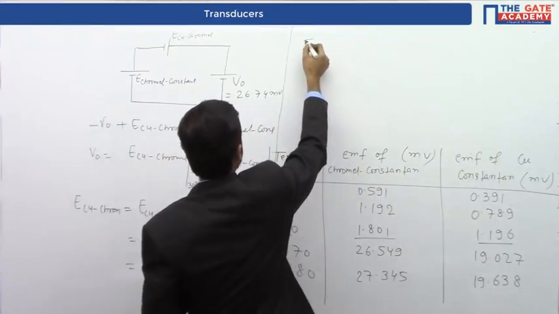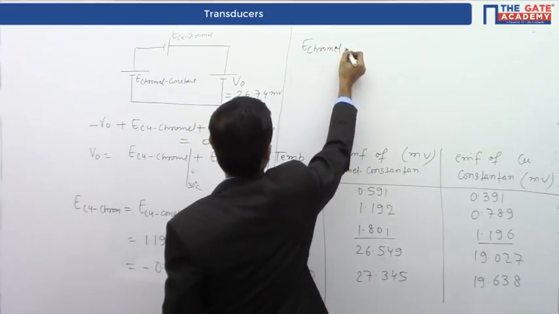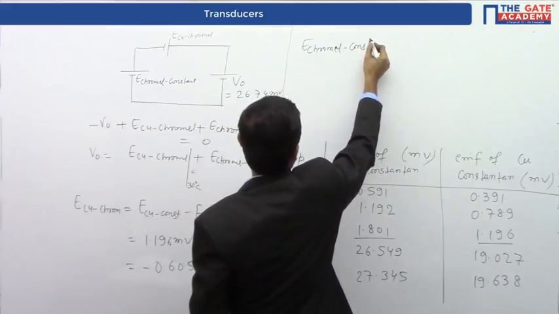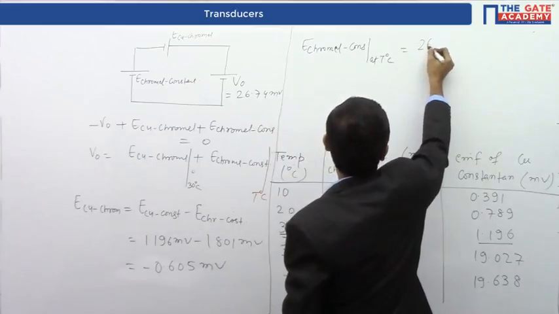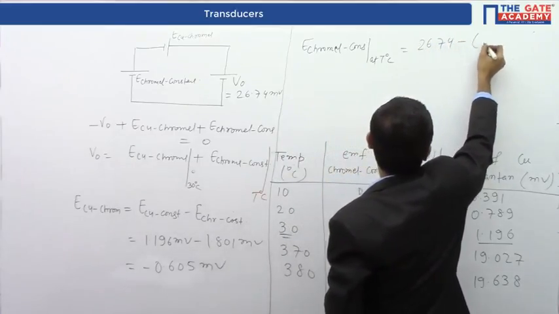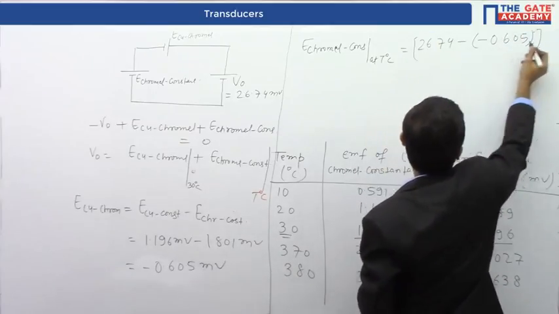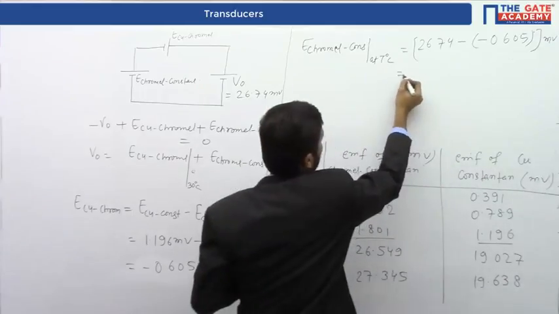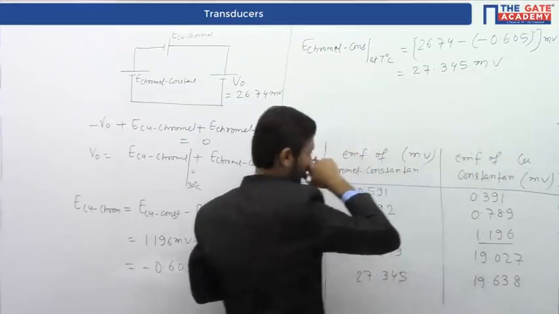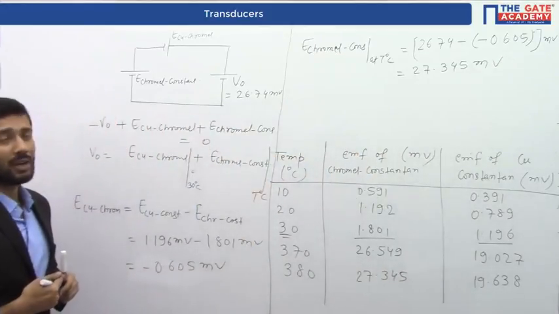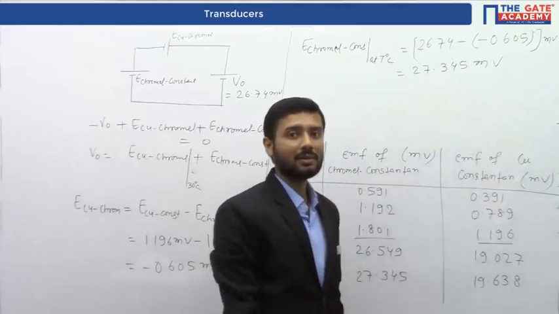So the value E chromel constantan at T degree C equals 26.74 minus of minus 0.605 millivolt, and that is equal to 27.345 millivolt. E chromel constantan at T degree C is given as 27.345 millivolt.